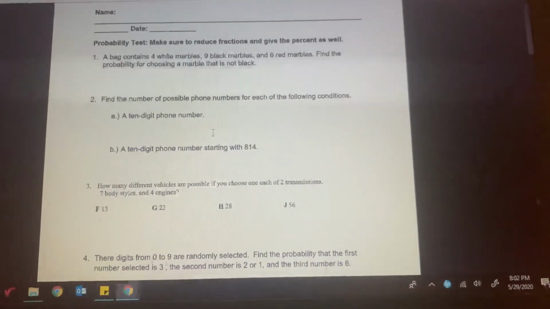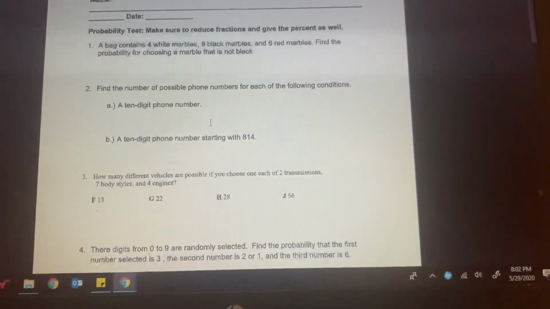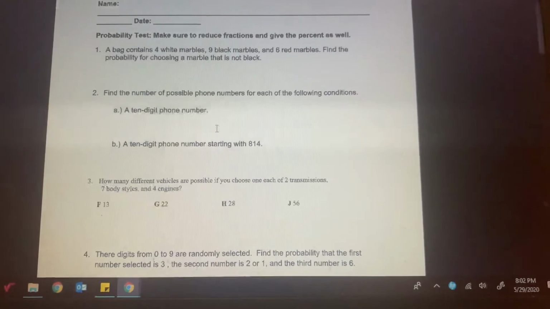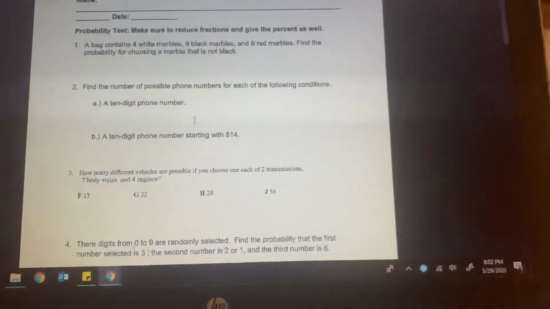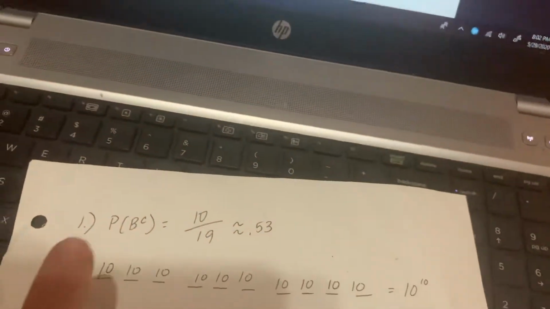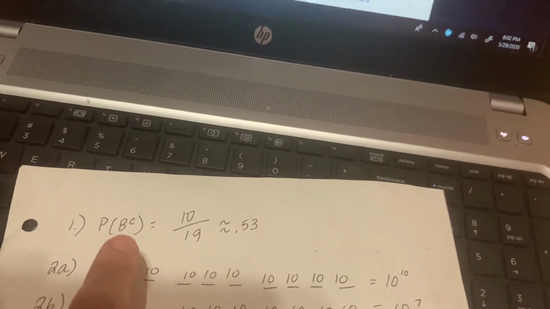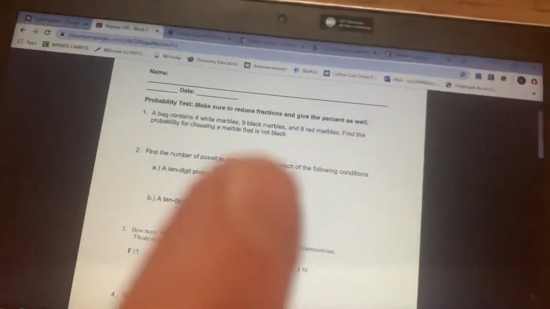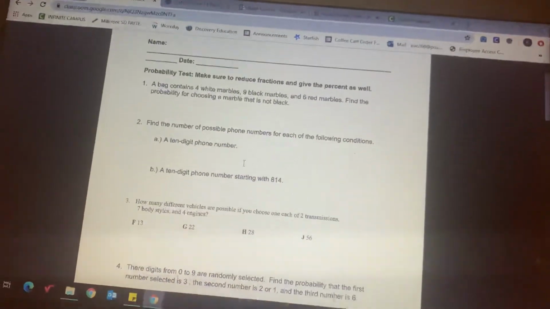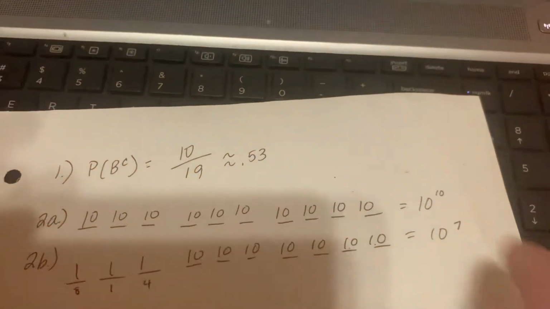So we're going to start with number 1, and it says, a bag contains 4 white marbles, 9 black, 6 red. Find the probability of not choosing black. So here in the answers, not black is the complement. So there are 6 red and 4 white. So that's 10 out of 19, or 0.53.